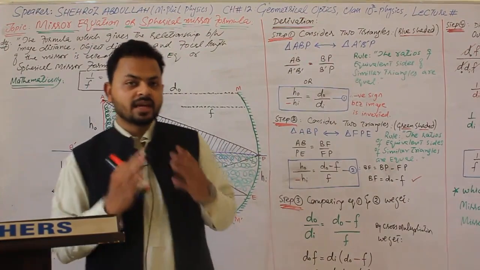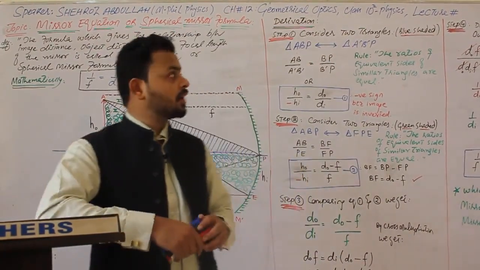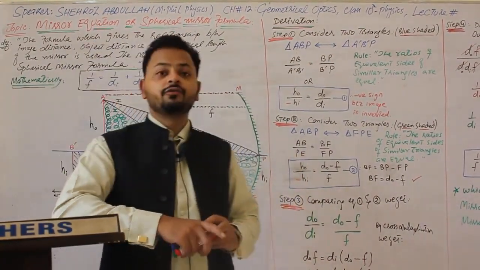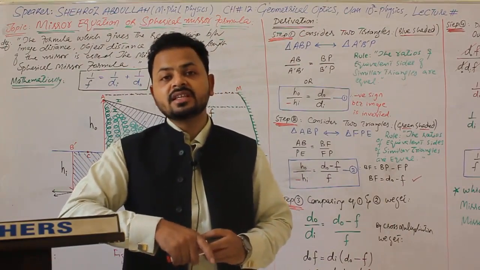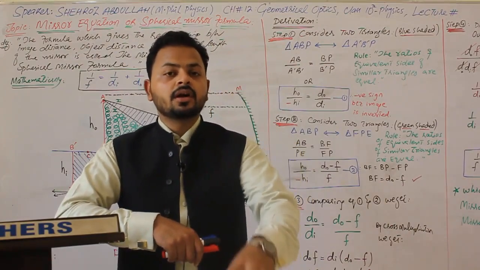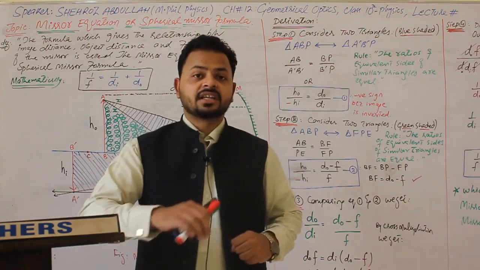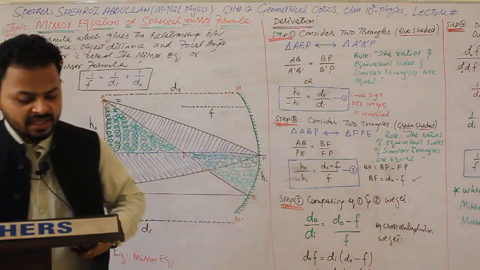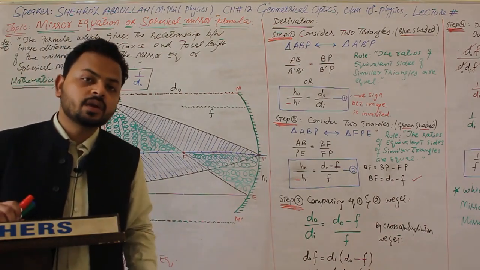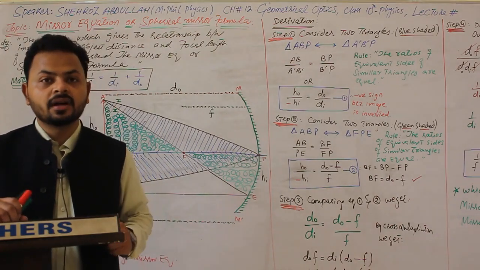Let me discuss today's work. Today is lecture number 4 of class 10th physics, chapter number 12, in other words chapter number 3, that is geometrical optics. Now we are going to start with the mirror equation, in other words, the spherical mirror formula.